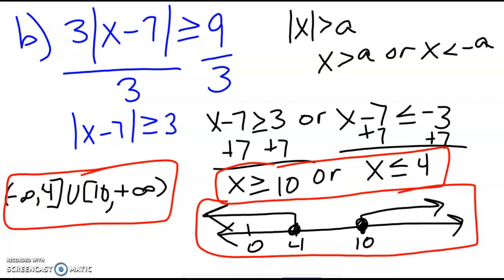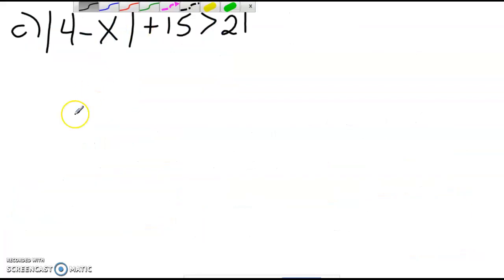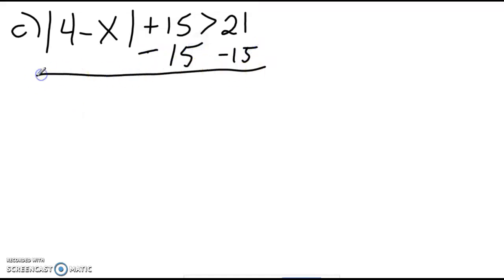Let's do one more. Okay, Zami, walk me through first step. What am I going to do? Subtract 15 from 15 and 21. So I get absolute value of 4 minus x is greater than 6. Okay, Ellie Weber, what do I do now? Next step.